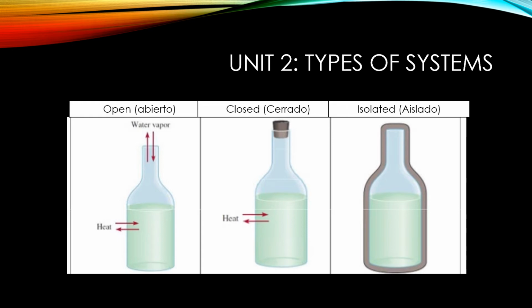Open has no cap or lid, so water, in this case matter or mass, can be exchanged, which means go in or out. Heat can leave because the bottle, in this case, is not insulated. A closed system has a cap, preventing any mass or matter from escaping, but heat can go in or out. And isolated means capped and insulated, preventing anything from leaving or going in.